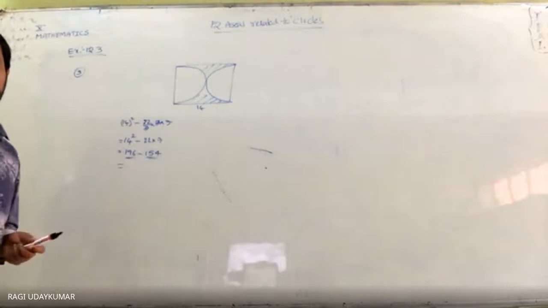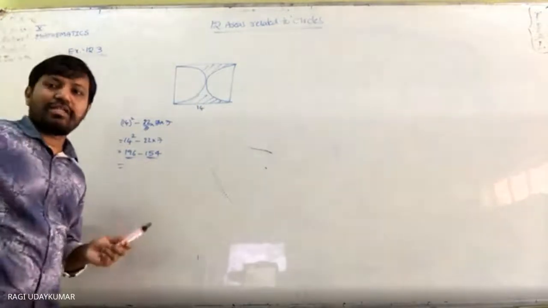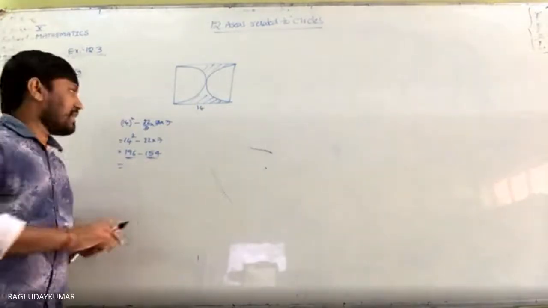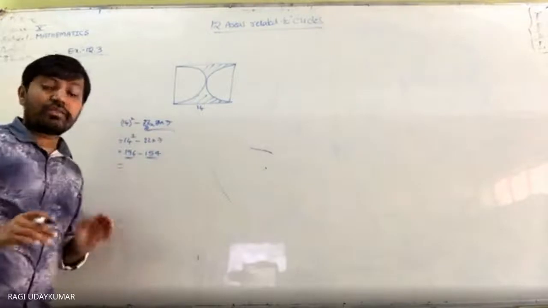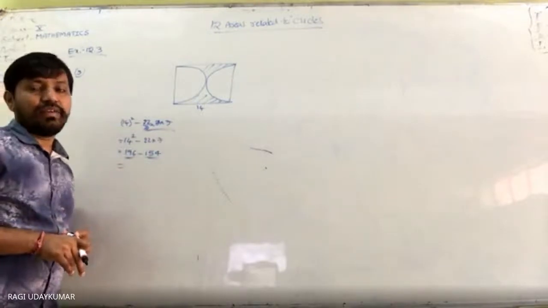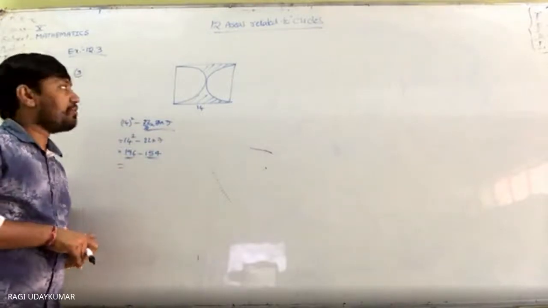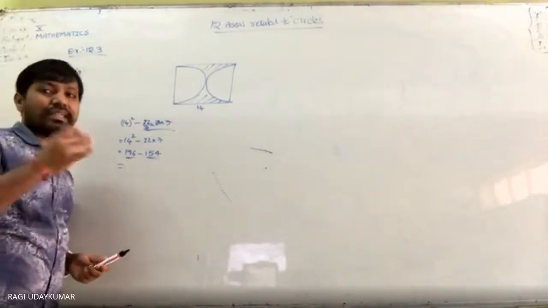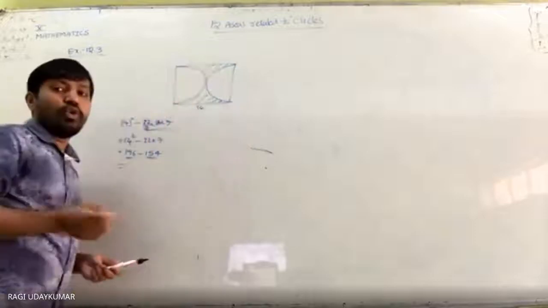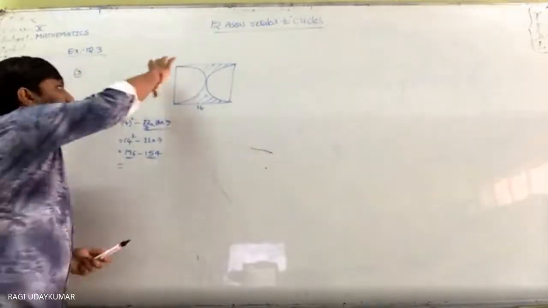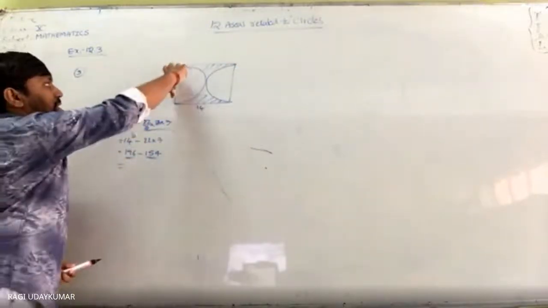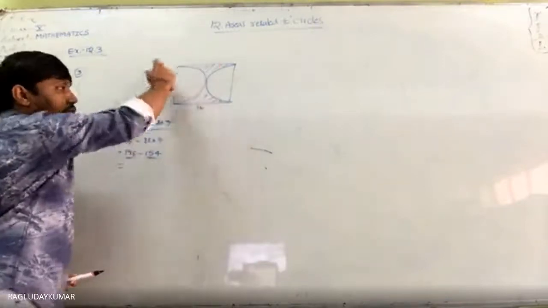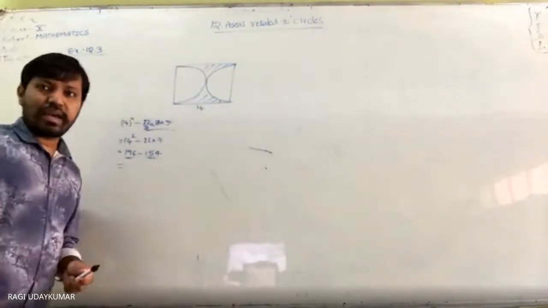Simple question here, isn't it? Did you understand? Area of the circle we calculated, but you are not supposed to write directly the area of the circle. Whenever you are doing this problem, area of the square minus 2 into area of the semicircles, because two semicircles are there whose radius is equal to half of the diameter. The diameter here is 14. This is 14, 14, 14, 14 given here. Did you understand?